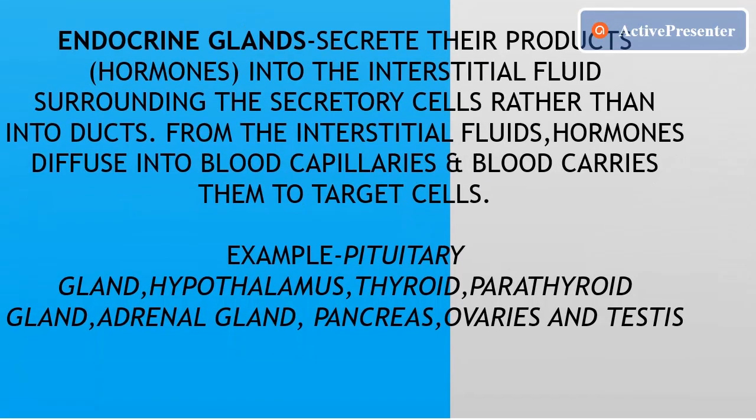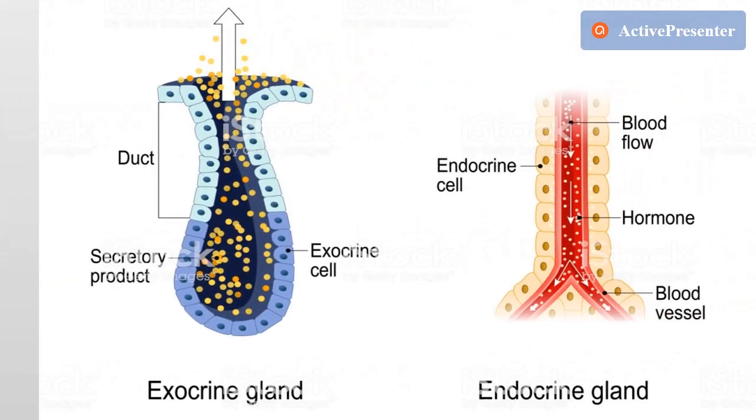Whereas endocrine glands secrete their products, that is, hormones, into the interstitial fluid surrounding the secretory cells rather than into the ducts. From the interstitial fluids, hormones diffuse into the blood capillaries and blood carries them to the target cells throughout the body.